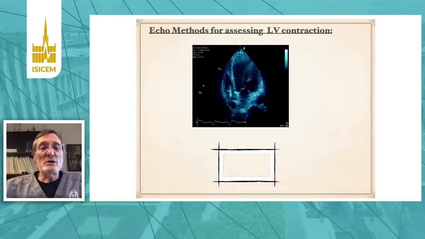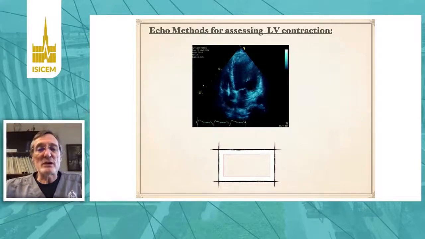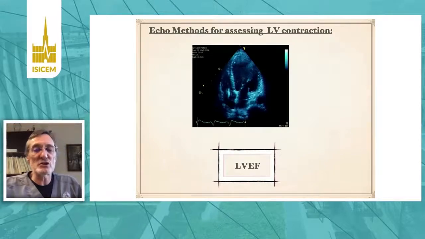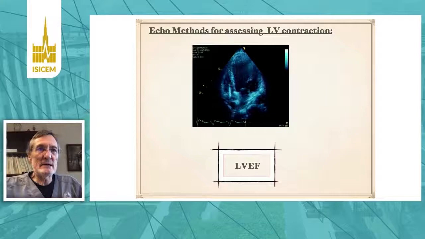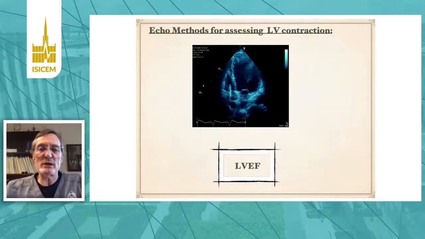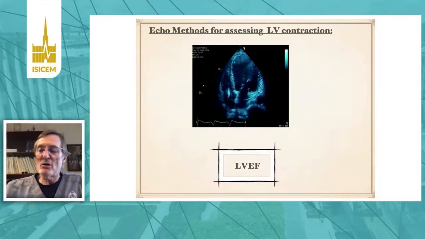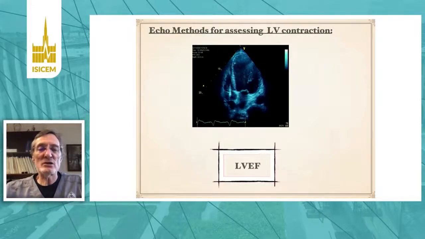When we look at the echo methods for assessing left ventricular contraction, the very standard way of doing it is the left ventricular ejection fraction. This is really a hangover from the days when cardiologists did most of the echocardiograms, and the left ventricular ejection fraction is a very important way of following changes in the contractility of the left ventricle.